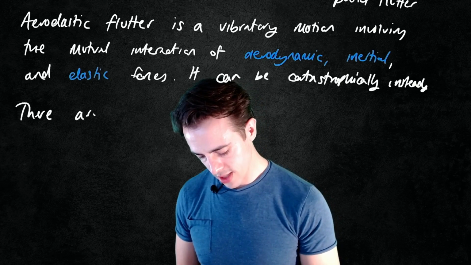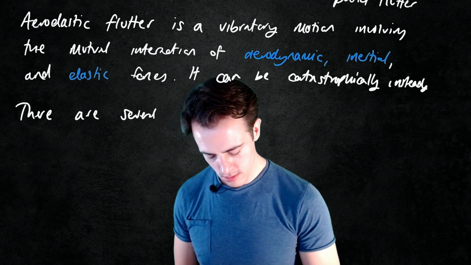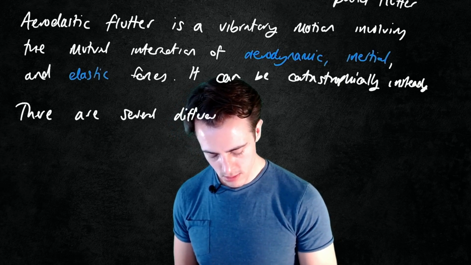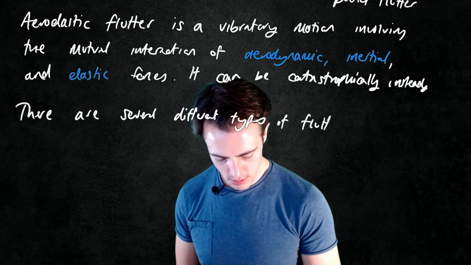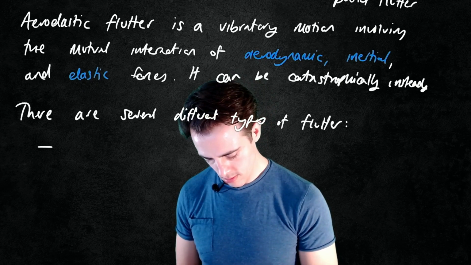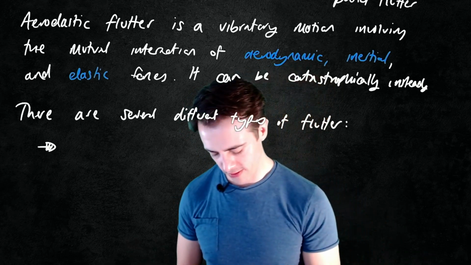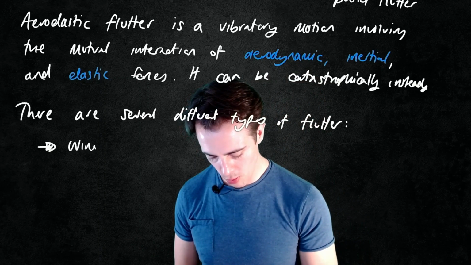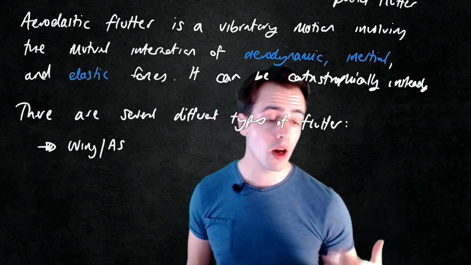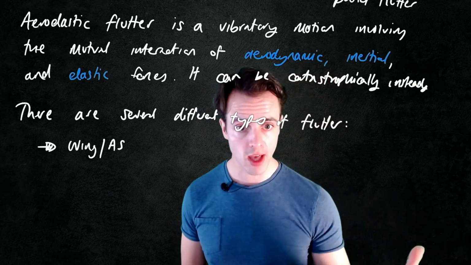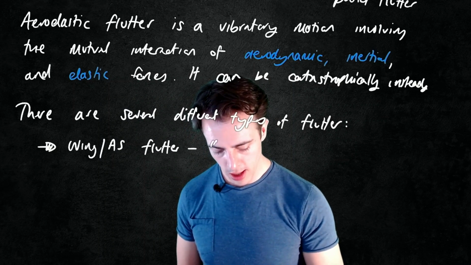So there are several different types of flutter. The first we'll call wing or control surface flutter. Or say wing, rather aerodynamic surface. So AS just means aerodynamic surface, so this can occur on horizontal tailplanes or vertical tailplanes, for example. This is often also called classical flutter.